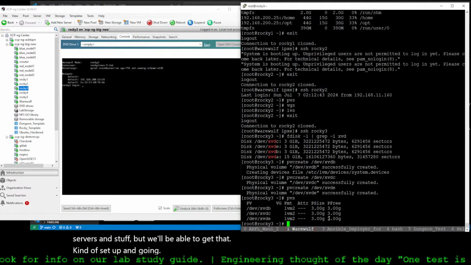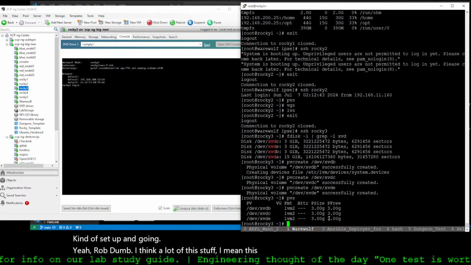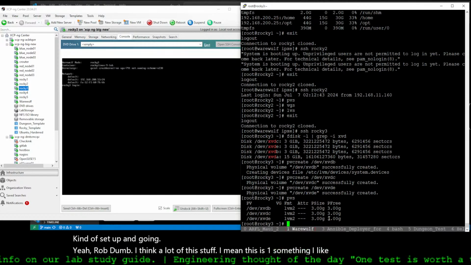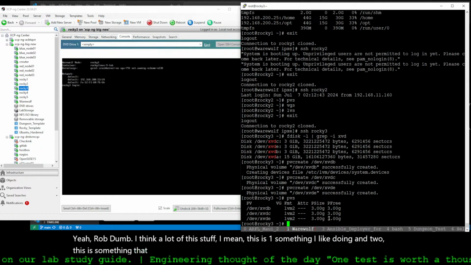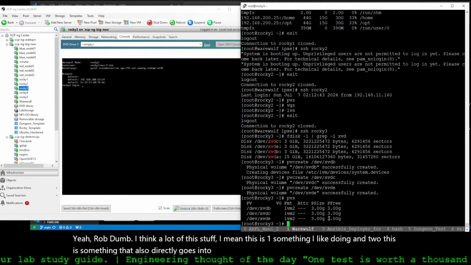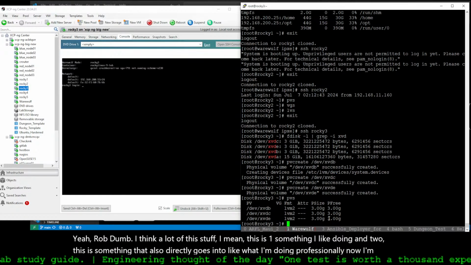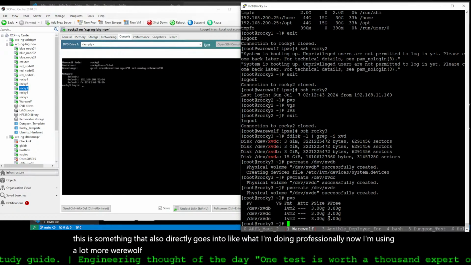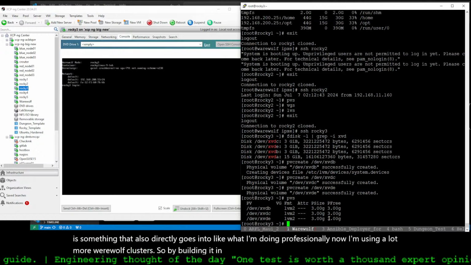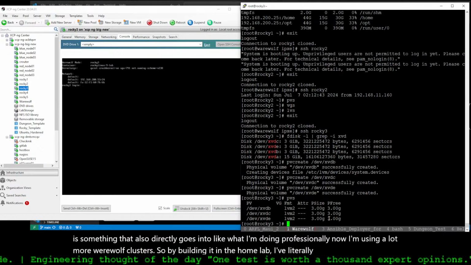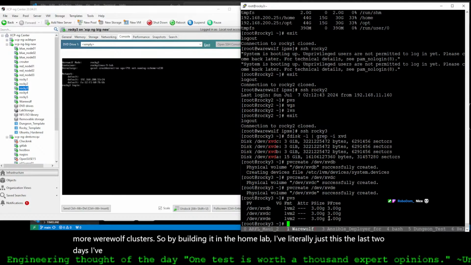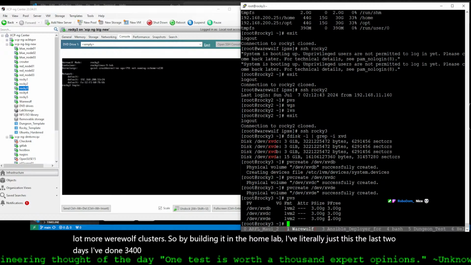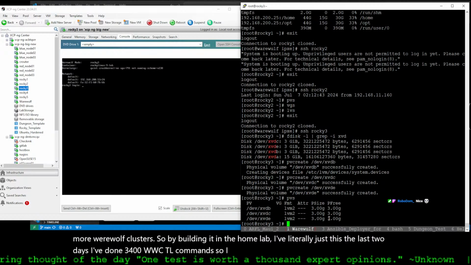Yeah, Robodom, I think a lot of this stuff, one, is something I like doing, and two, is something that also directly goes into what I'm doing professionally now. I'm using a lot more Warewulf clusters. So by building it in the home lab, I've literally just the last 2 days done 400 wwctl commands. So I feel 400.